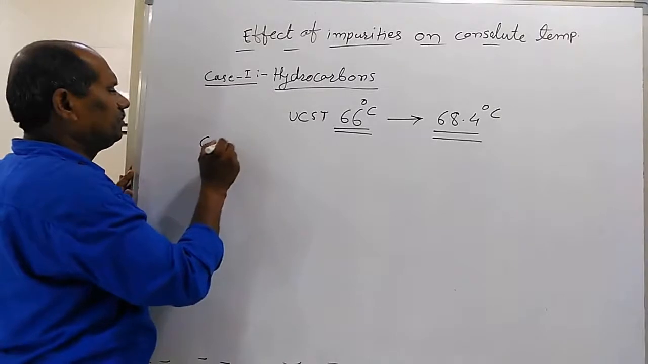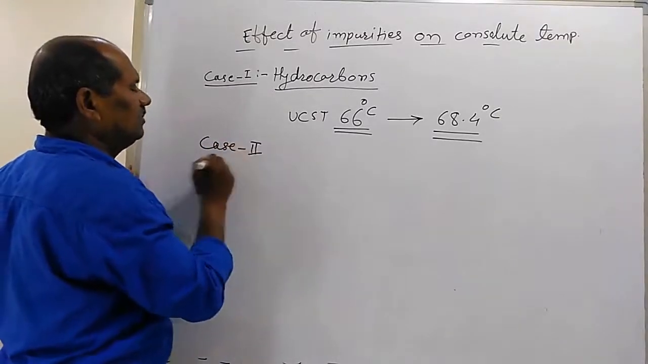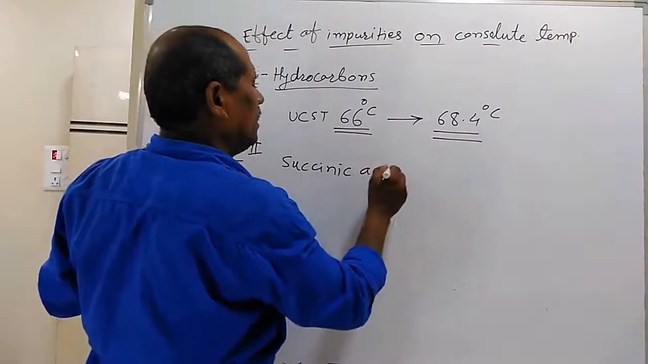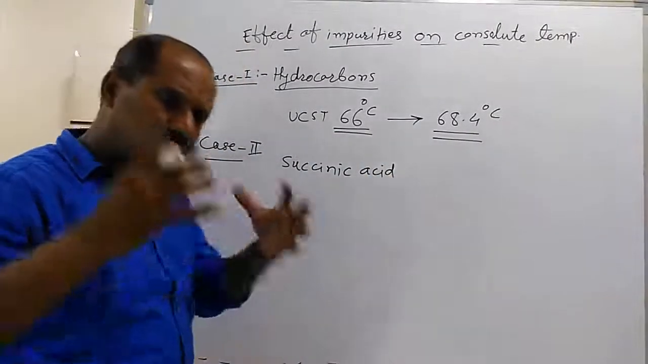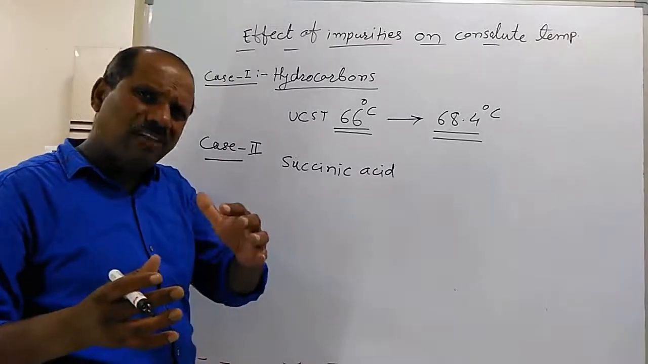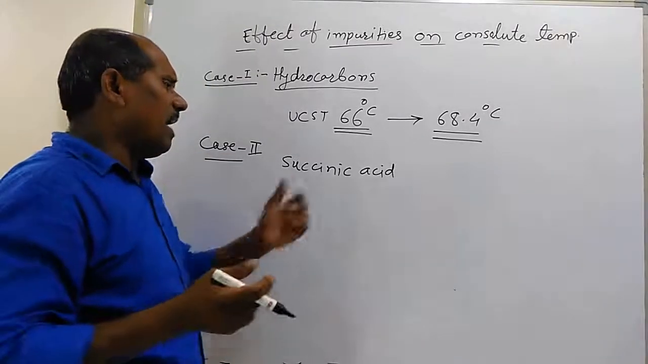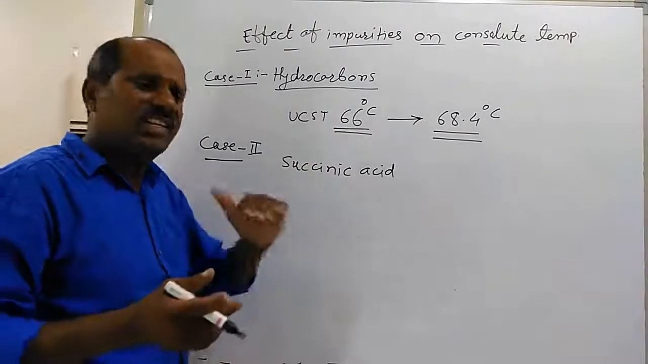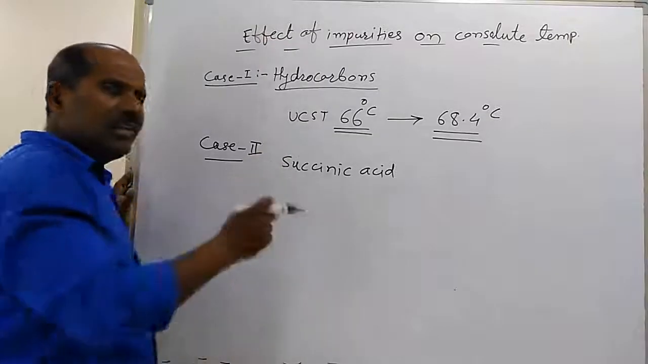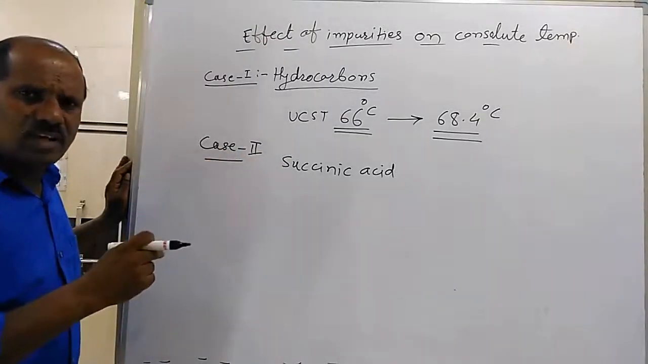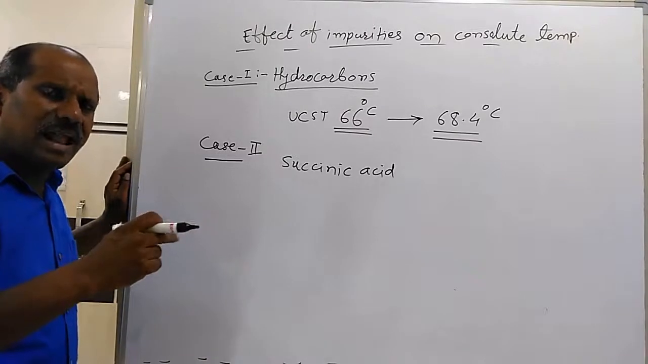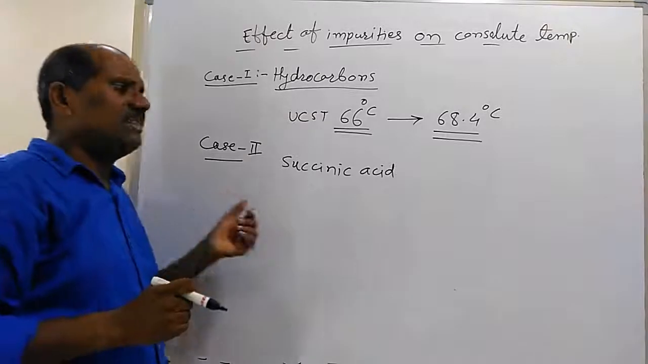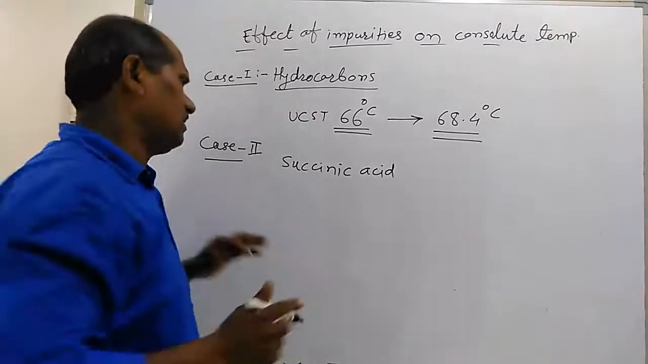Case second, succinic acid is soluble in both the liquids, in phenol as well as in water, and in that case the consolute temperature decreases. Means whenever succinic acid like compounds are present as impurities and they are soluble in both the partially miscible liquids, then consolute temperature decreases.